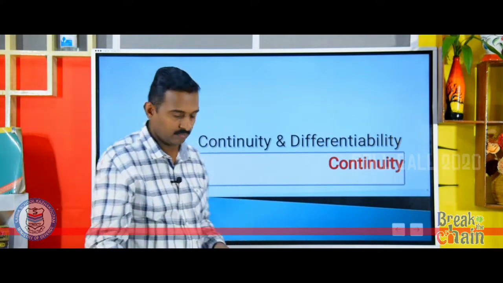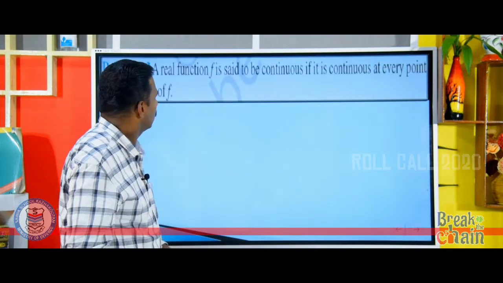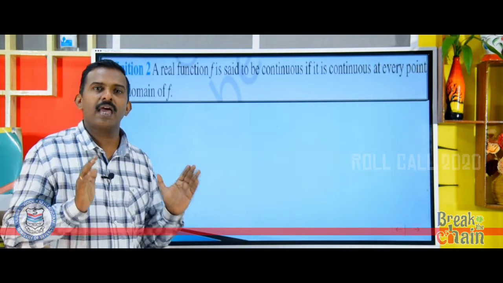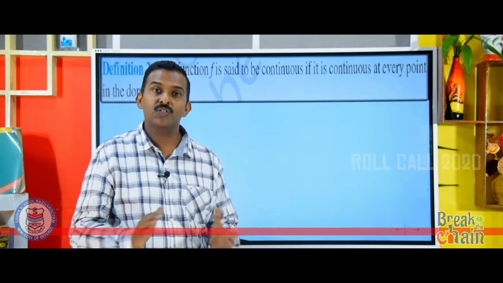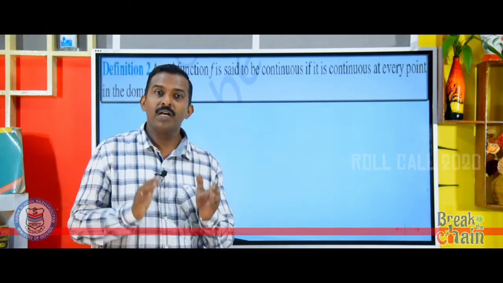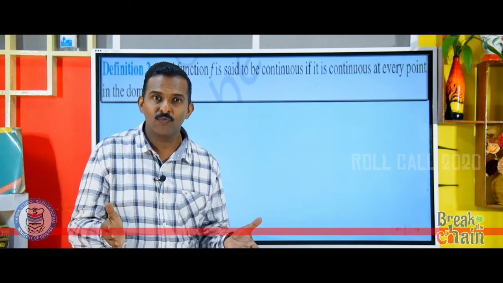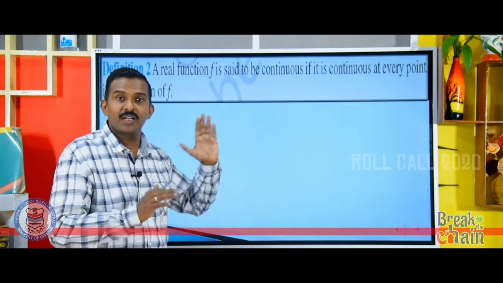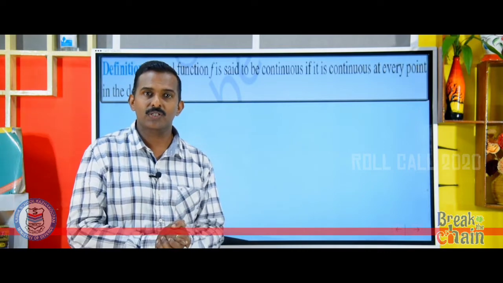Just see the definition. A real function f is continuous if it is continuous at every point in the domain. One example is the linear function. Any linear function is a continuous function. Now in fact, as a starting of continuity, we defined continuity of a function at a point, that is limit value and function value. But now we are moving to continuity of a function as a whole. Now we can go through some of the examples which are continuous functions.